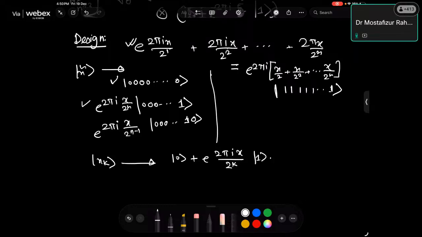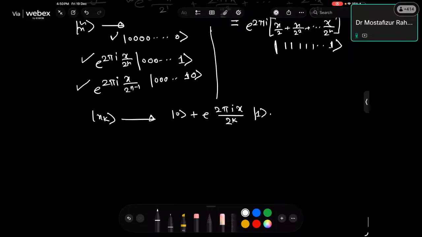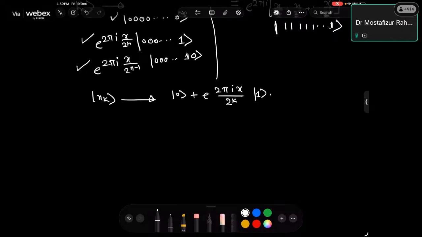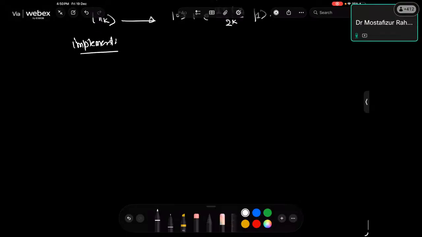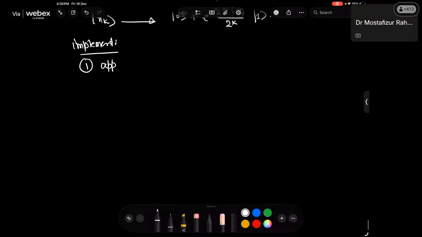But in the second part, there is a single phase term. In the third part, there is one more phase term. In the last, nth qubit, there are so many phase components, right? So if I go from top to bottom, how many phase components am I adding? There are many phase components I have to add, right? So when we implement, there are two major parts. One is to apply Hadamard.